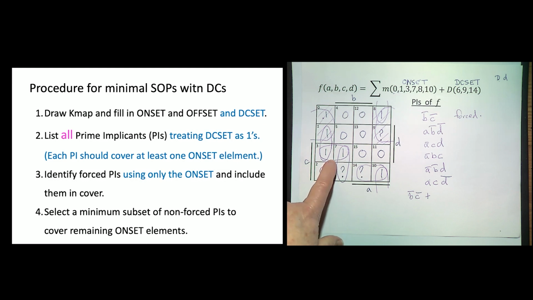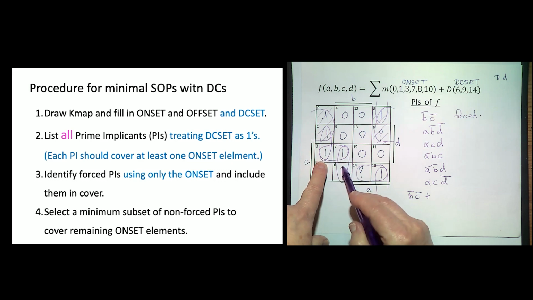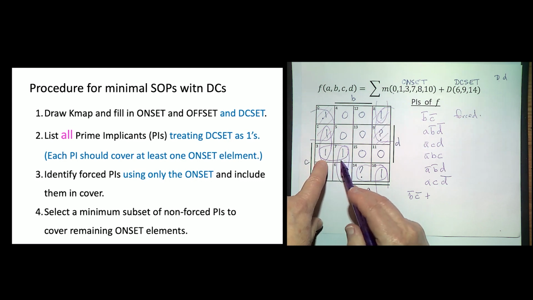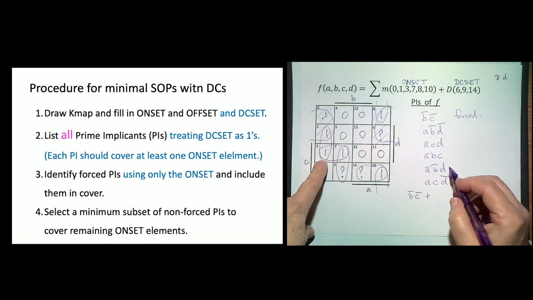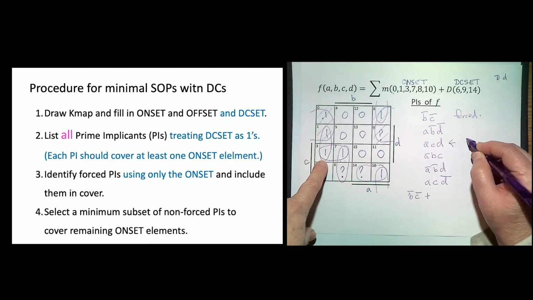If I don't take this one here, then I'm going to need 2 separate ones, right? So clearly this is a best choice. So this is A bar, C, D. So this is a best choice.